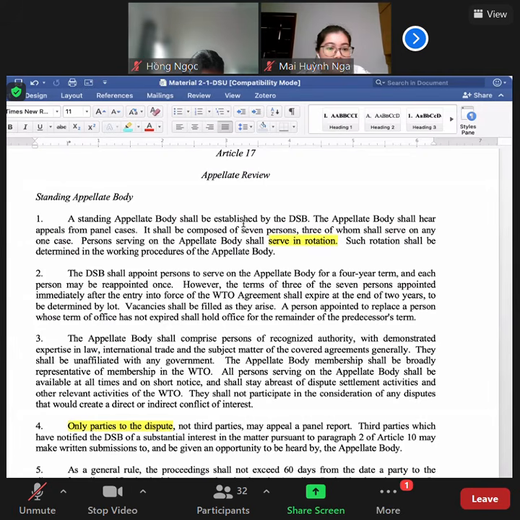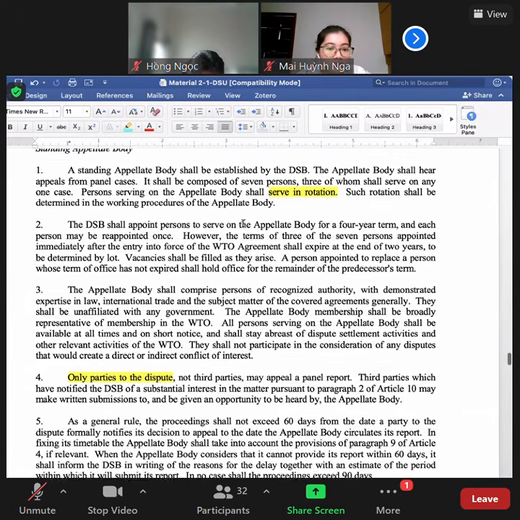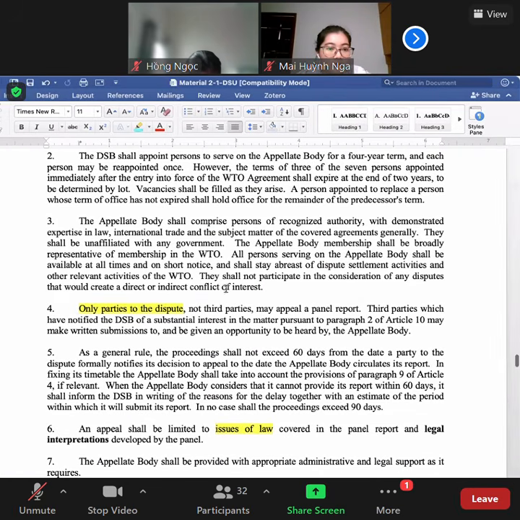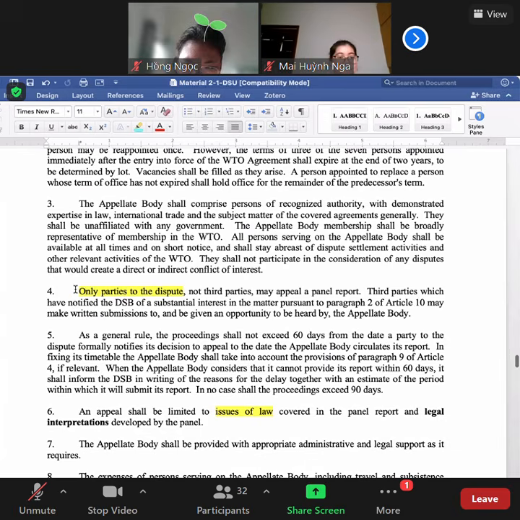For the requirements, you may read further in the text to learn about the requirements for people serving in this body. But there are a few things I need to share. Article 17 also mentions that only parties to the dispute, but not third parties, may appeal a panel report. That is very important for a case, because there might be a lot of third parties joining a dispute settlement mechanism for a specific case, but they will not have the right to appeal. Only the complainant and the respondent have that right.